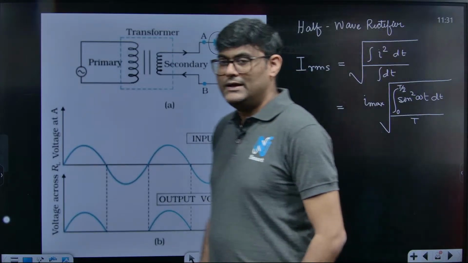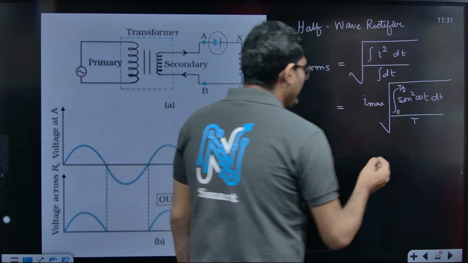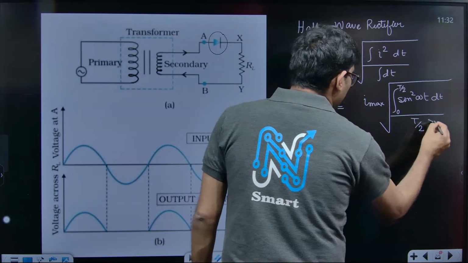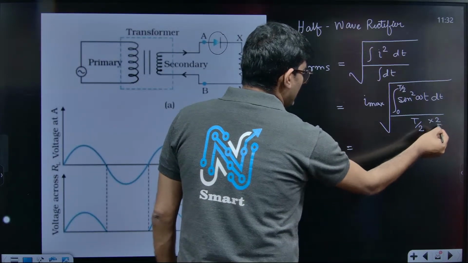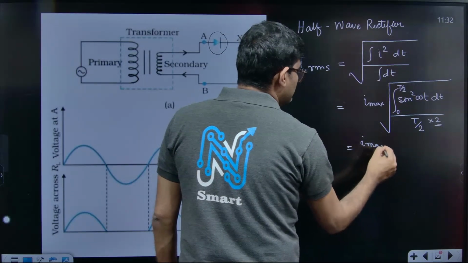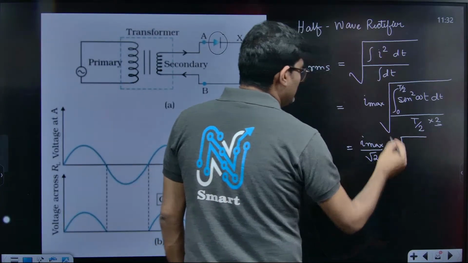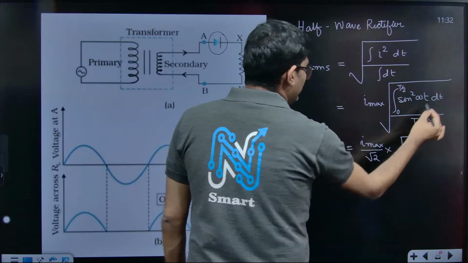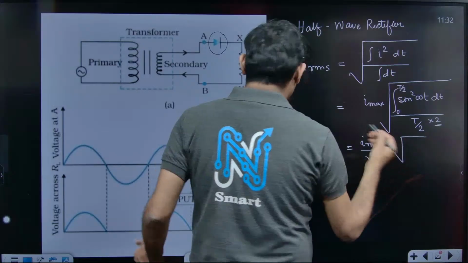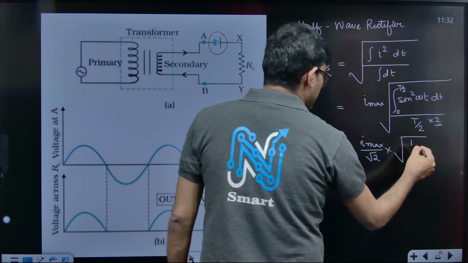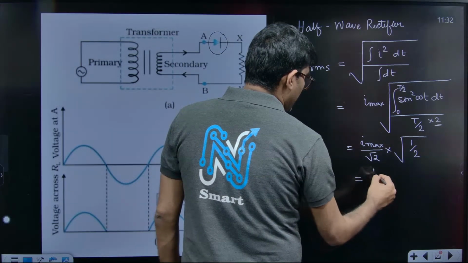And as we know, the average value of any sine square or cos square function is half. So if I divide it by 2 and multiply it by 2, then I can take this 2 outside. So it is I max by root 2, and this average value, which is sine square theta d theta divided by T by 2, is the average value of a sine square function. From 0 to T by 2, also the average value is half, right? So I think this answer will be I max by 2.